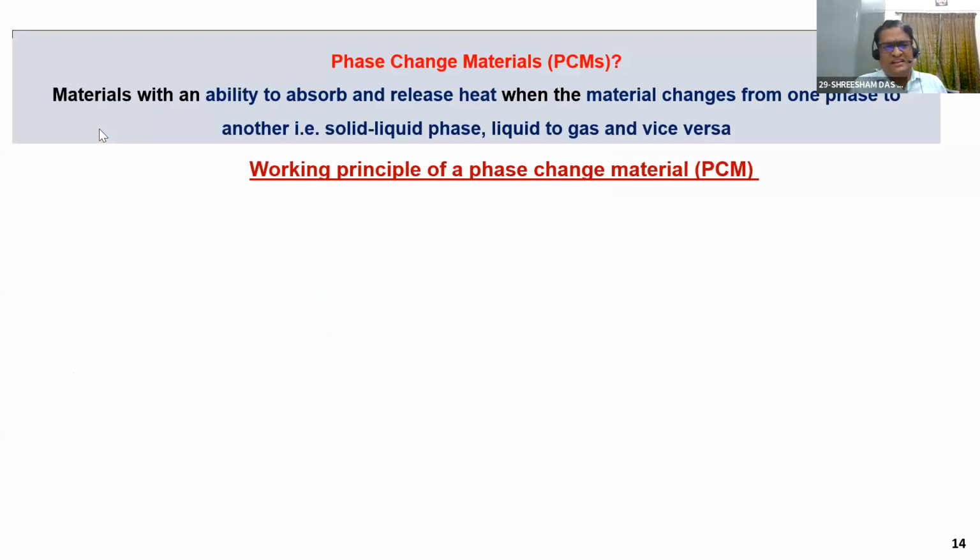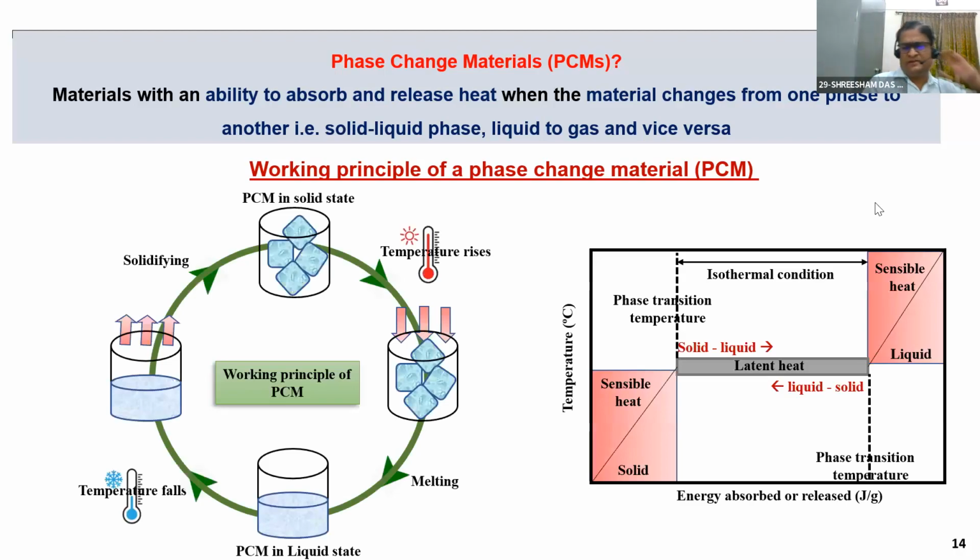So what are phase change materials? A phase change material is a material with the ability to absorb and release heat when it changes from one phase to another, that is, solid to liquid, liquid to gas, and vice versa. So what is the working principle?